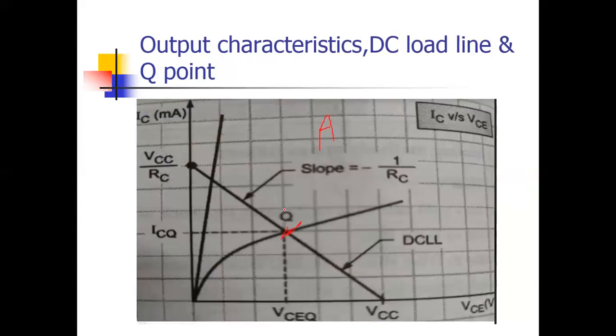Biasing is required to keep this point stable, to keep this point exactly in the middle of the load line, so that no part will be clipped. Otherwise, if part of the signal is clipped, it will not work as an amplifier. That is the main requirement of biasing. There are various types of biasing: fixed bias, collector to base bias, and voltage divider bias. Today we'll cover BJT fixed bias.